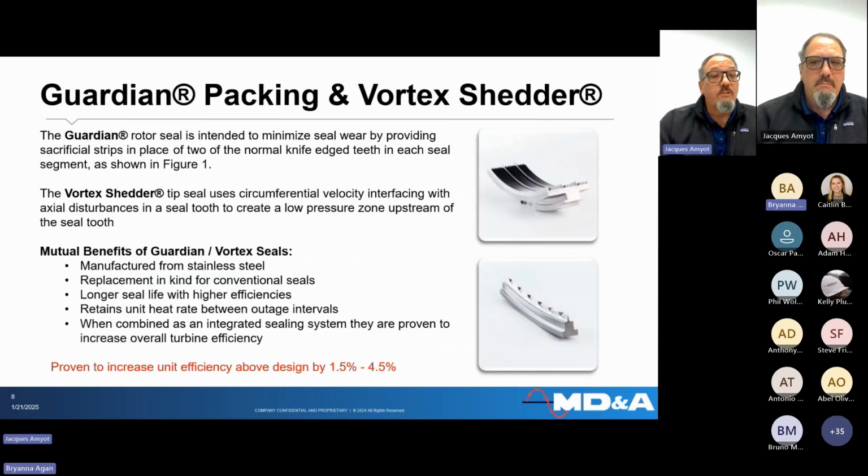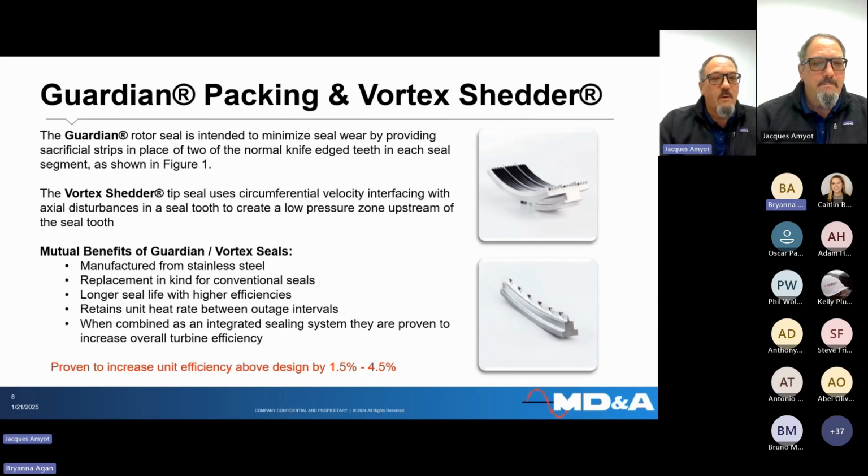The Guardian rotor seal minimizes wear by providing sacrificial strips in place of two of the normal sharp teeth. And we'll discuss in a few minutes how those sacrificial strips work to keep the other teeth sharp. The Vortex shutter tip seal uses certain differential velocity interfacing with axial disturbances in the seal tube to create a low pressure zone upstream of the seal tube. And we'll discuss how that works as well.